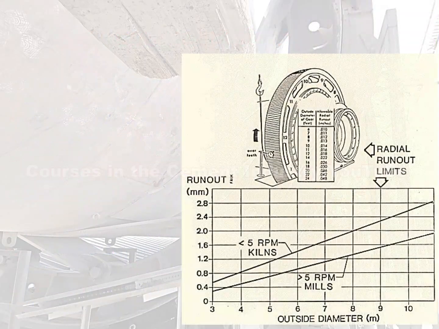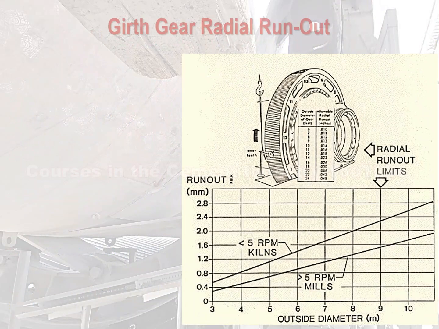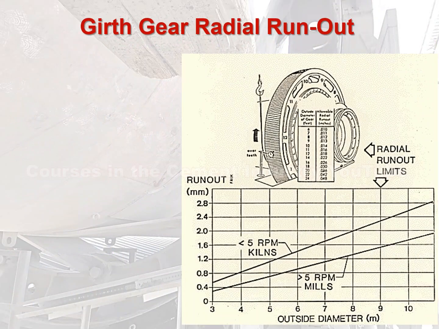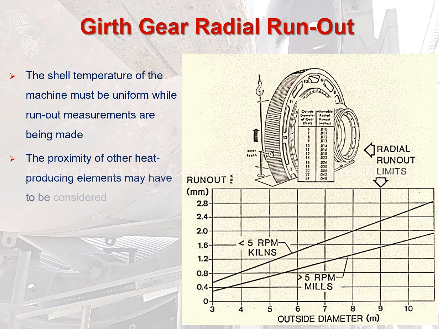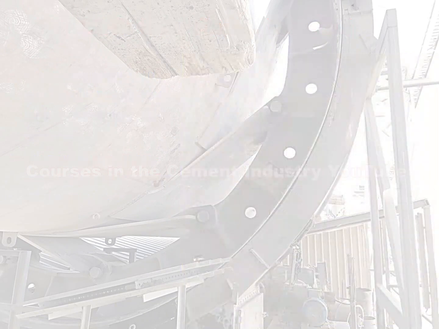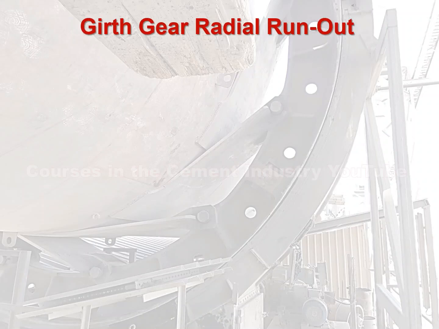In these pictures it is explained. Girth gear radial runout. 1. The shell temperature of the machine must be uniform while runout measurements are being made. 2. The proximity of other heat-producing elements may have to be considered. On this slide, we'll explain girth gear radial runout.